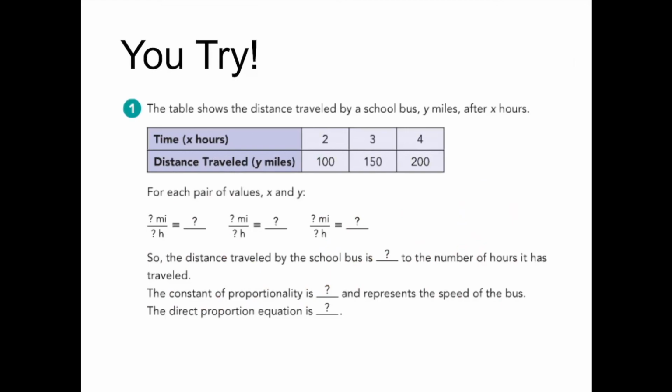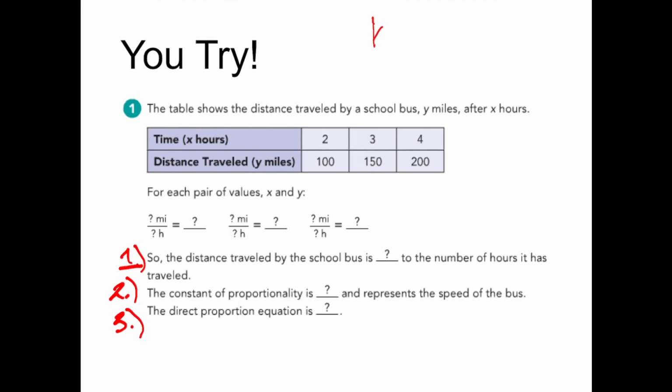So we have to figure out a couple things. We have to figure out if the distance traveled by the school bus is directly proportional to the number of hours it has traveled. So your yes or no question, is it directly proportional? If it is directly proportional, what's the constant of proportionality? And if it is directly proportional, what's the equation?